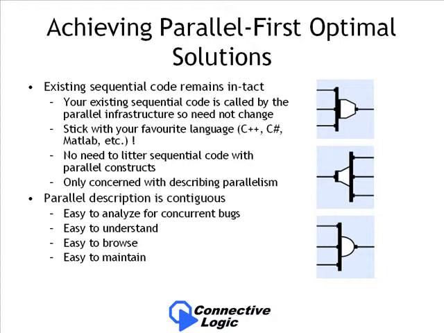And because we're only concerned with dealing with parallel issues in the Blueprint components, the description is contiguous. And that means that it's easy to analyse for concurrent bugs, deadlocks, race conditions, that sort of thing. And it's pretty easy to understand as well. With a bit of practice you can take a look at a circuit and pretty much understand what it's doing. It's very easy to browse because everything's connected, so you're not searching for things. And all of these things make it easy to maintain.